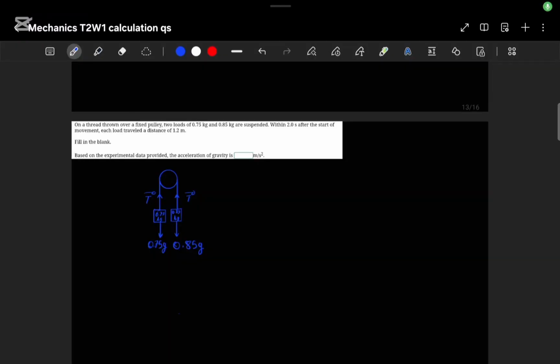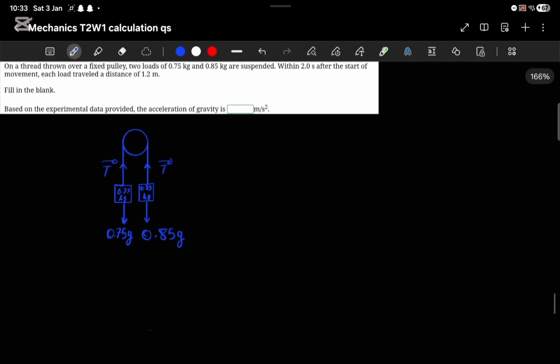Okay, so this is my drawing. All right. It's a good drawing as far as I'm concerned. If anyone has any complaints, please take it up with me. Now, what do we do? We're going to use the equations of motion because we need acceleration. Sigma of y is equal to ma because they're moving. It says they traveled a distance, so they're moving. So they have an acceleration because they started at rest. They were suspended at the start. Within 2 seconds after the start of the movement, so obviously they go from 0 to some speed, and that caused the distance, which means there's an acceleration.